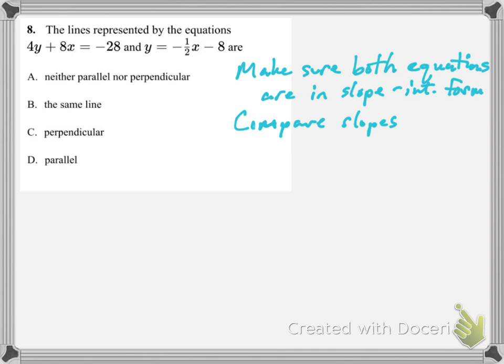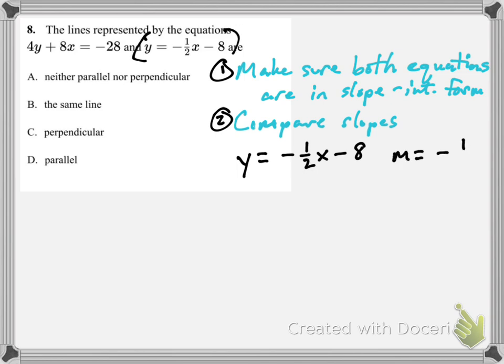All right, now the question here is, the lines represented by these two equations, are they parallel? Are they perpendicular? Are they neither? Or are they the same line? Well, the first thing we have to do is make sure that both equations are in slope-intercept form. Well, y equals negative 1/2 x minus 8. So the second line here, the slope is negative 1/2.